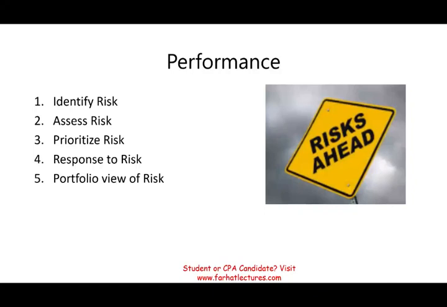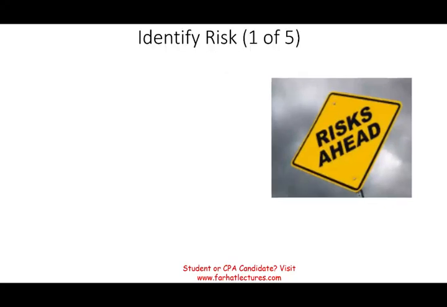So simply put, let's walk through them on this page real quick. We're going to first identify. How do you identify risk? Find out what the risk is. Once we know our risk, we're going to assess it: how severe, how important, how likely to happen. Then we're going to prioritize them. Which risks are the most imminent? Then we're going to respond to them. And that's basically it. Then at the end, we would look at the company from a portfolio view of risk, which is an overall risk. That's why, in my opinion, this section is the one that makes the most sense, starting with identifying risk, the first of the 5 principles.